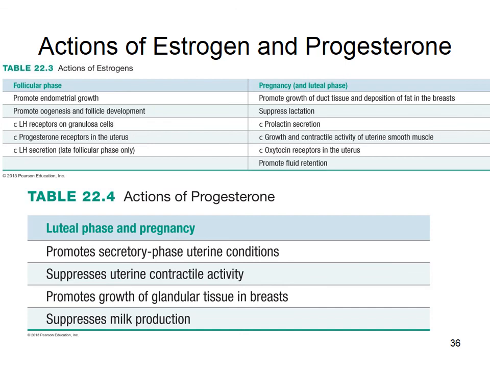Progesterone is only present in the luteal phase and in pregnancy, and it promotes the secretory phase of the uterus to get it ready for implantation. It keeps the uterus quiet. So again, at birth, estrogen and progesterone levels drop way off so that you can have uterine contractions and start lactation. It also promotes the growth of glandular tissues in breasts to get ready for milk production, but just like estrogen, it suppresses it.